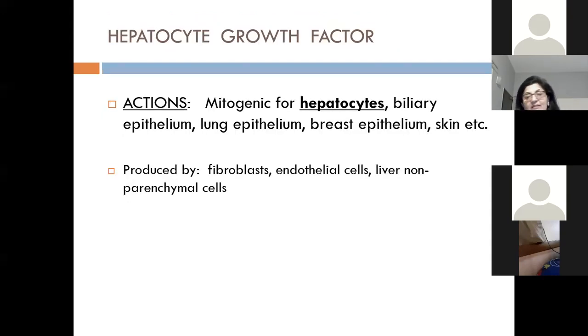Hepatocyte growth factor, as the name indicates, is mitogenic for hepatocytes, but not only for hepatocytes, also for the biliary epithelium, lung epithelium and breast epithelium. But the main action is on the hepatocytes. And these are produced by fibroblasts, endothelial cells and liver non-parenchymal cells, which are going to be acting on the hepatocytes.